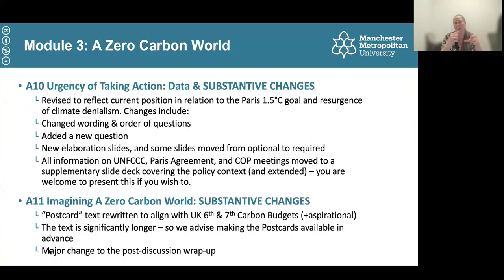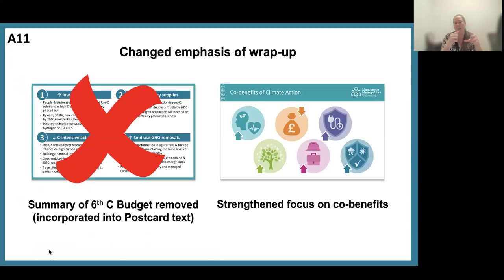Next slide, please. So what we've now done is we've taken out the old wrap-up, which was a summary of the UK 6th carbon budget. We don't need that anymore. It's in the postcard text. And we've taken the opportunity to really strengthen that focus on emphasising the co-benefits in this activity.